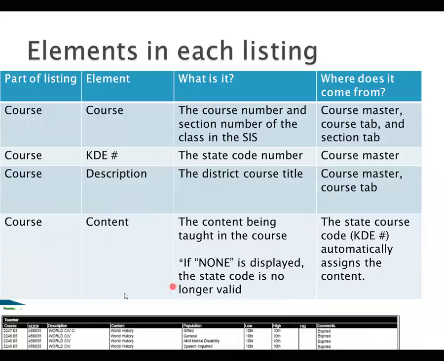Now, the course information, the first element that you see is the course. This is the course number and the section number of the class in the student information system. In Infinite Campus, it comes out with an underscore. So it's whatever your district course number is, underscore, and then the section number. So this comes from the course master, the course tab, and then the section tab. The KDE number is the 6-digit state course code number, and this comes from the course master.